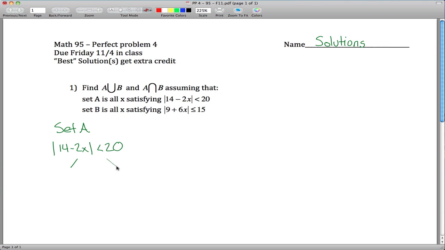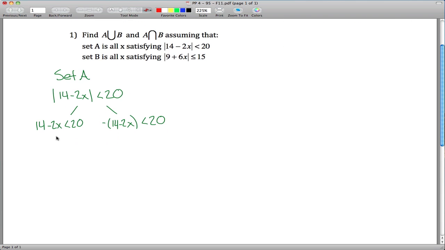The way you solve these absolute value inequalities is we first pretend that what's in here is positive, in which case the absolute value signs don't do anything and we just get 14 minus 2x is less than 20. The other case is if what's in here is negative, in which case what the absolute value does is it multiplies all that stuff by a negative sign, so we put this negative out here. And now we have two inequalities to solve.